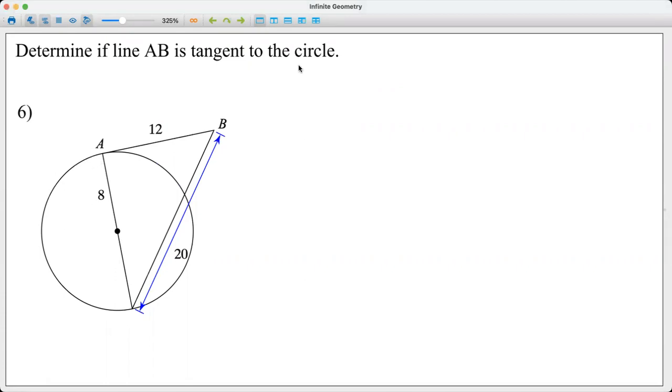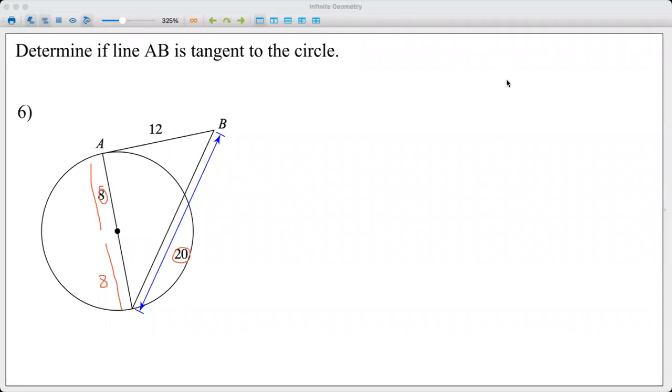So if from point A to the center is labeled as 8, then from here to the other side would also be 8. In other words, that side of the triangle is not 8, but 8 plus 8, which is 16. So confirm whether or not 12 squared plus 16 squared is equal to 20 squared. Now you're wondering, how do I know that this 20 applies for the whole thing? Because this 20 is right next to that blue line, so it's saying that the entire thing is 20.